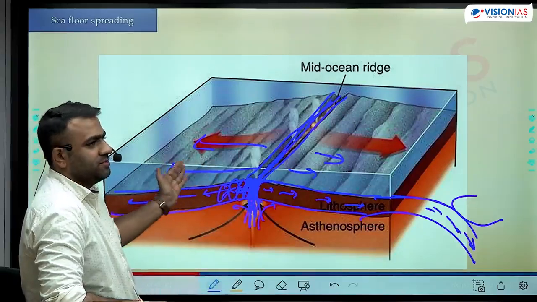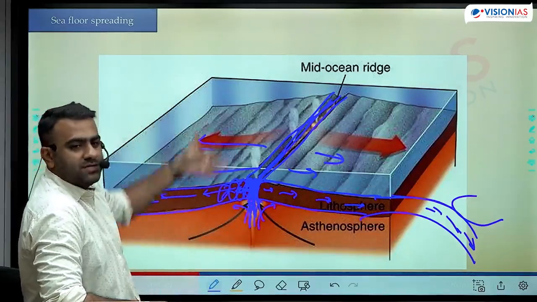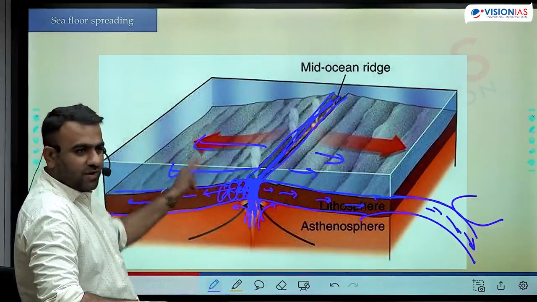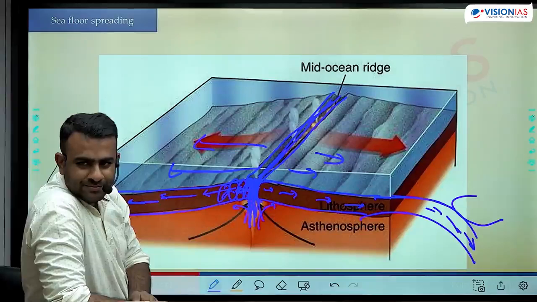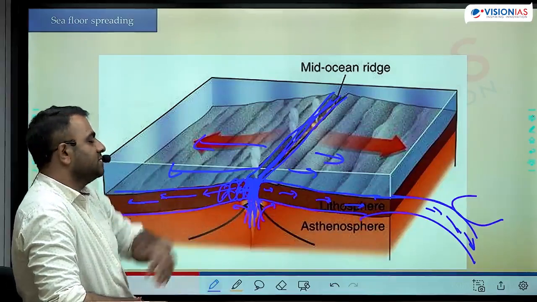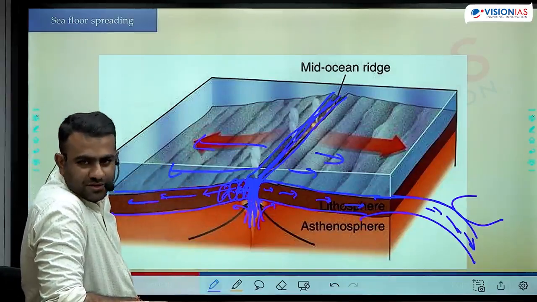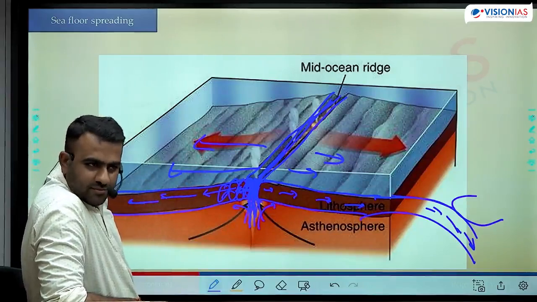And they get pushed away, pushed away, pushed away. After some time, the magnetic field gets reversed. Now reverse polarity it will start to show. That is why there are alternating patches of normal and reverse polarity. So all of this can be explained using the seafloor spreading theory. Okay?